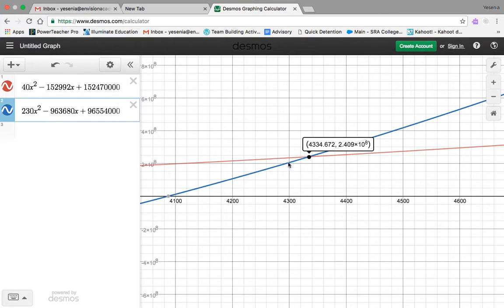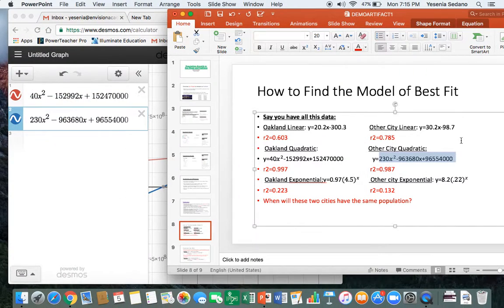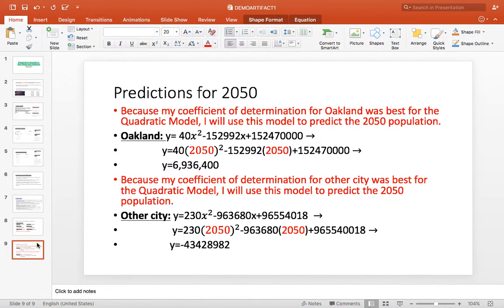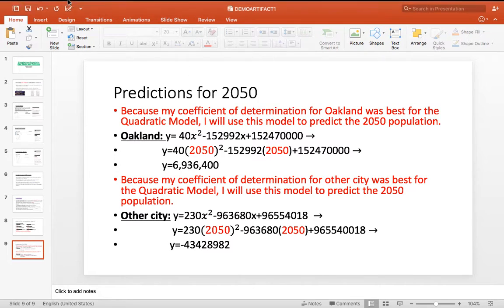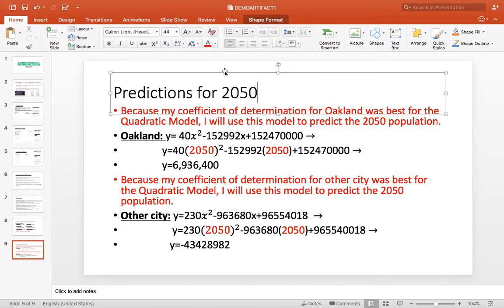And this is all an estimation because, again, these are models of best fit. Mathematical models aren't always accurate. So that's how we figure out the point of intersection. Next, you want to figure out the predictions for 2050. So let's take a look. And like I said, you have to be detailed.